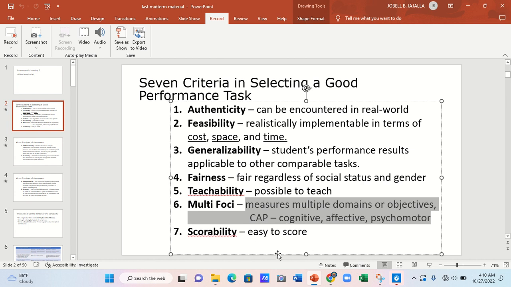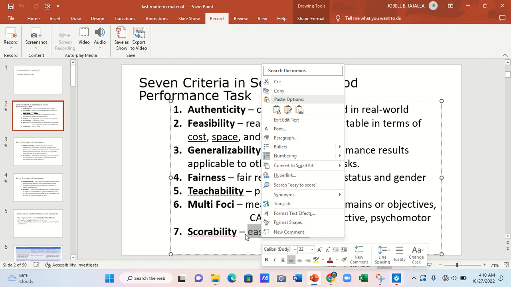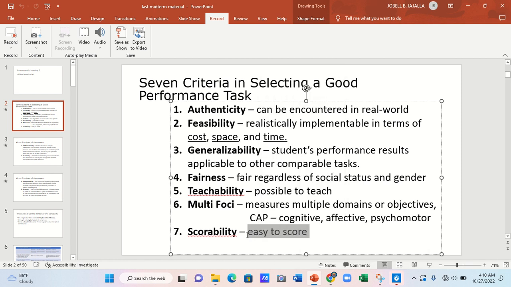Now for number 7, scoreability. This is easy to score. A good performance task is easy to score. When we say scoreability, it means it is easy to score.